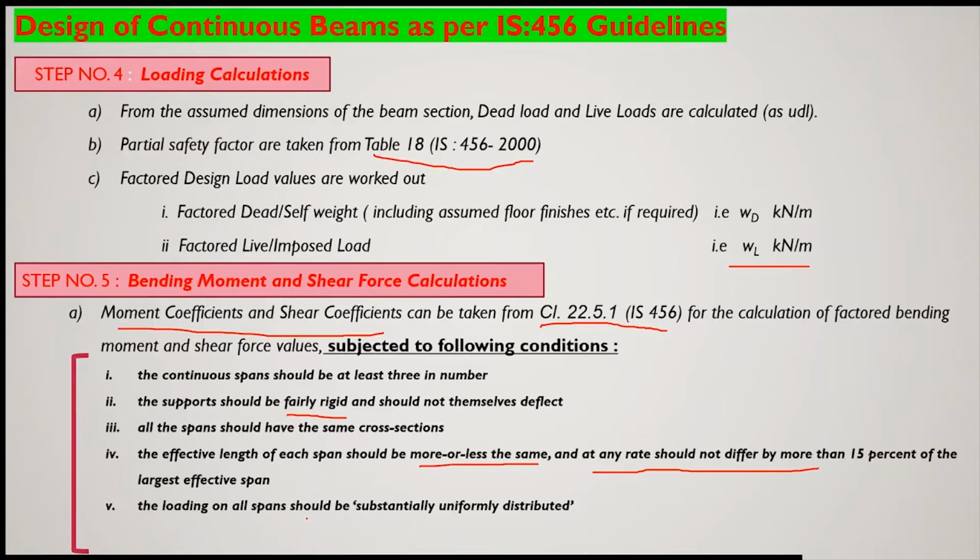Fifth point, the loading on all the spans should be substantially uniformly distributed load. We have already discussed that we will convert the load into UDL. No redistribution of moments is permitted in this approximate method which is given by the Indian Standard Code. For what redistribution of moment is, you can go through various resources available, but for the time being in this DCS2 we will be designing only based on the approximate method given by Indian Standard Code 456.